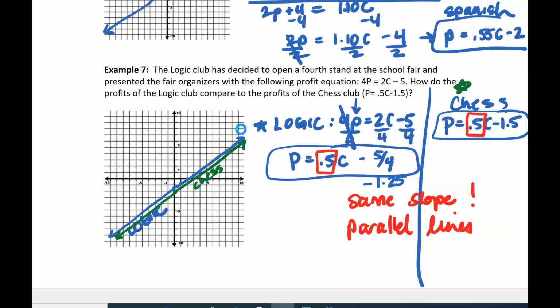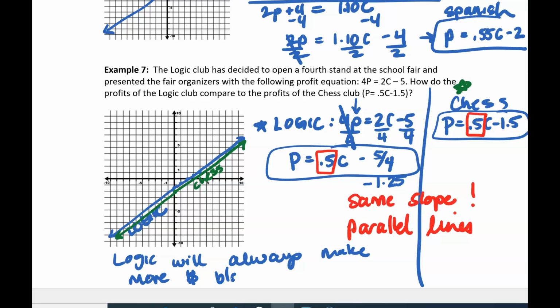So now we can look at these pictures though and ask ourselves the question, which one is going to have the greater profit? And you can look at the lines, and the line that's further vertically in the positive direction, so the one that's above, so in this case the logic, is going to be more profitable. So logic will always make more money because it's above the chess line.